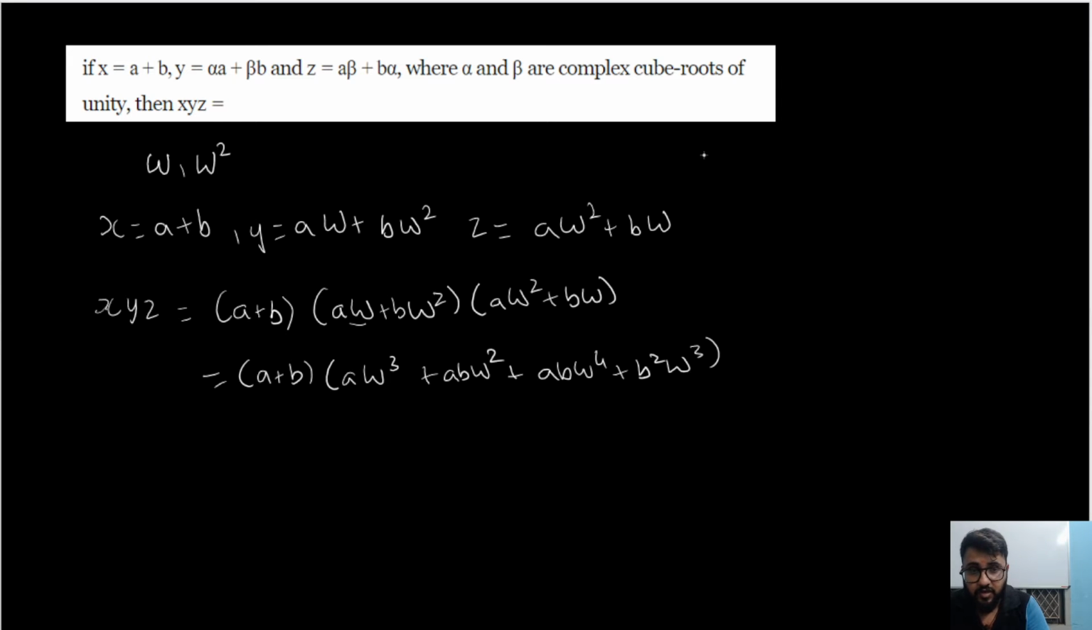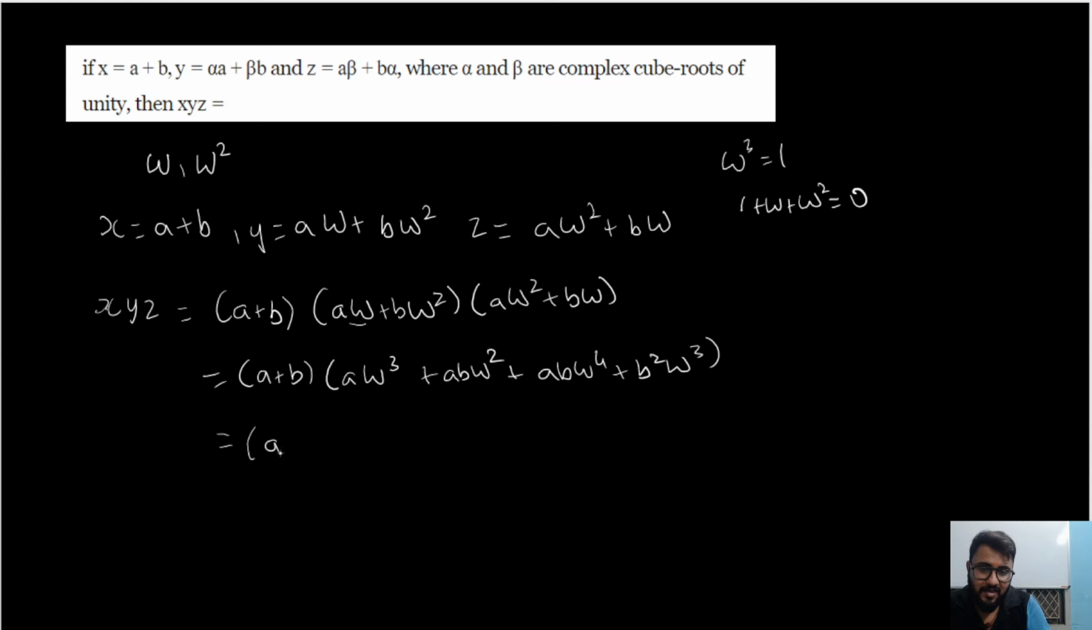And now I know two things. One, I know omega cube is equal to 1, and then 1 plus omega plus omega squared is equal to 0. Do you also know that? Okay, if you do, then you can give a thumbs up in the comment section.